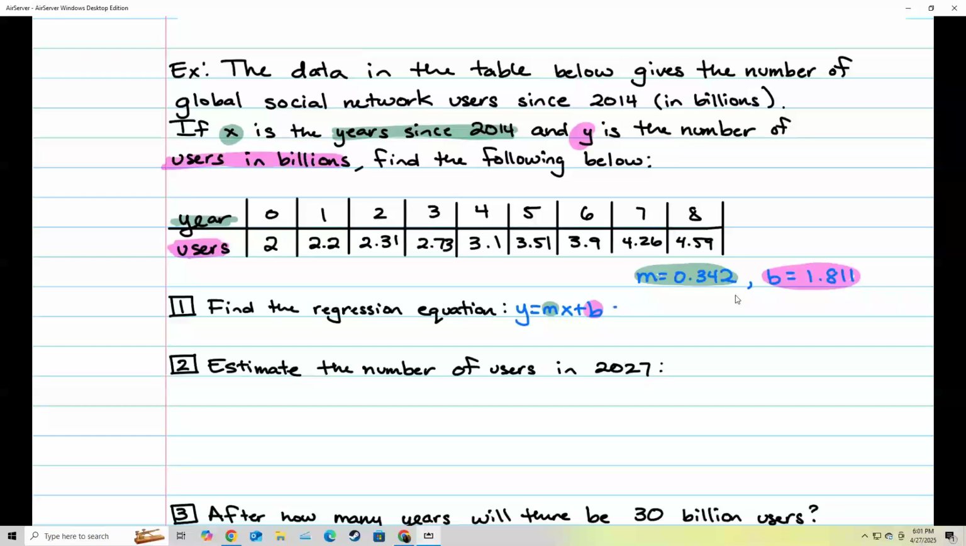I'm going to write that number right here. So my line of best fit is going to be y equals 0.342x, don't lose your x, plus your b, which is 1.811. And again, those numbers are my green number and my pink number.